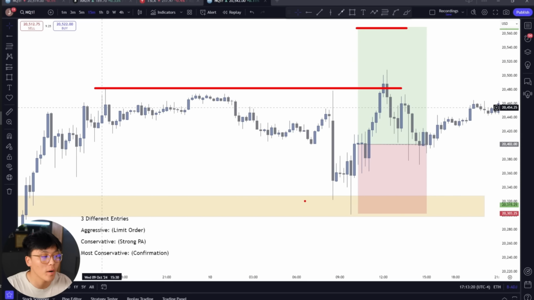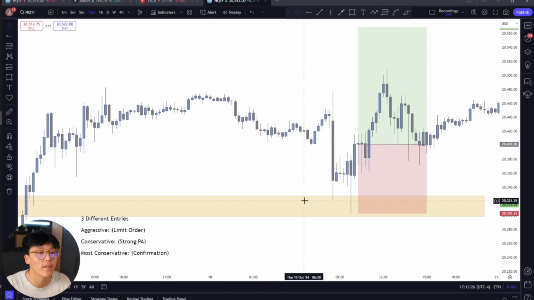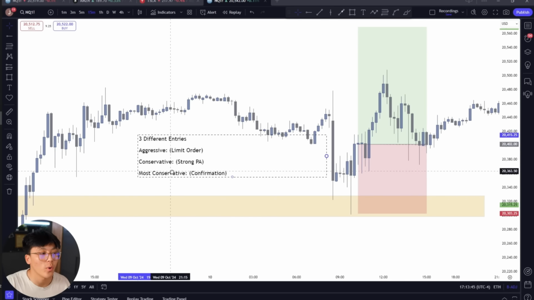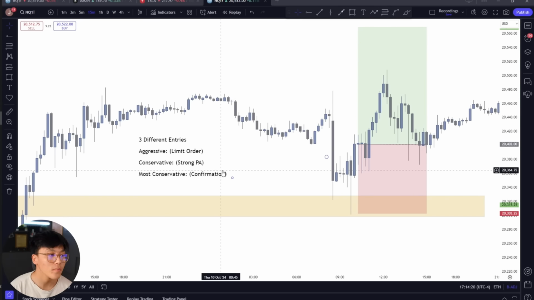So this entry model, the most conservative, is waiting for confirmation. This is personally one of my favorites, just due to the fact that you do have that higher win rate, but it all depends on what type of trader you are, right? You have to back test this yourself. So there's 3 different entry models here. I can't tell you which one's the best. It all depends on what type of trader and what type of trading personality you have.